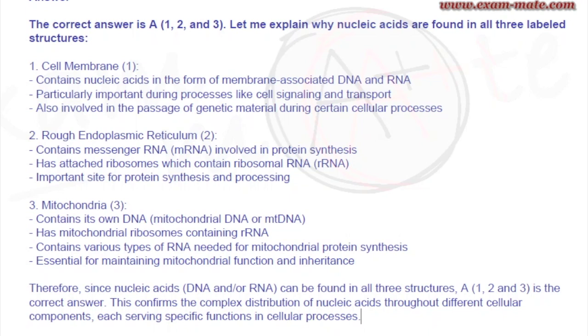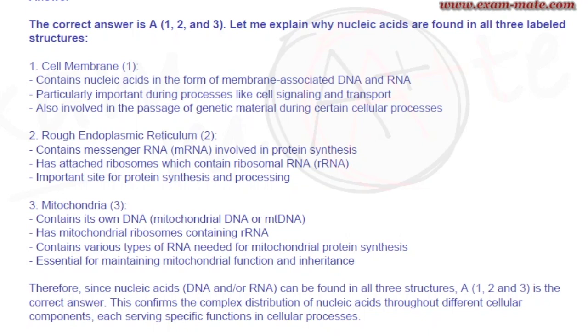2. Rough endoplasmic reticulum. Contains messenger RNA, mRNA, involved in protein synthesis. Has attached ribosomes which contain ribosomal RNA, rRNA. Important site for protein synthesis and processing. 3. Mitochondria. Contains its own DNA, mitochondrial DNA or mtDNA. Has mitochondrial ribosomes containing rRNA. Contains various types of RNA needed for mitochondrial protein synthesis. Essential for maintaining mitochondrial function and inheritance.